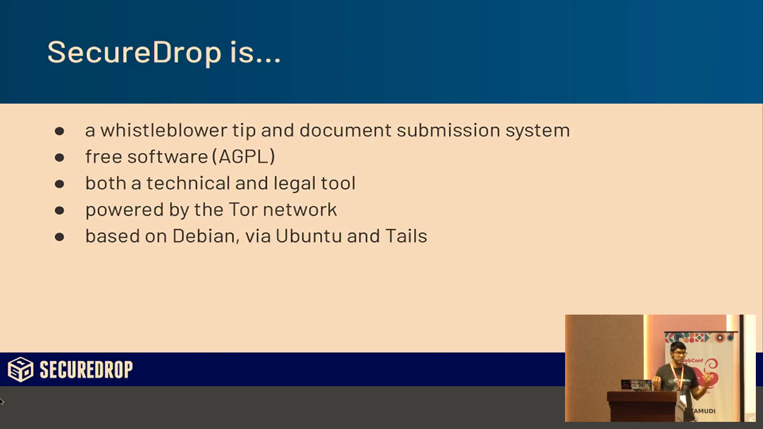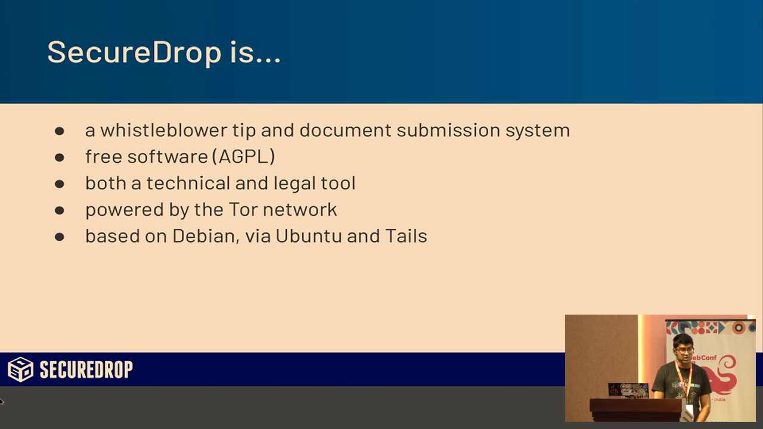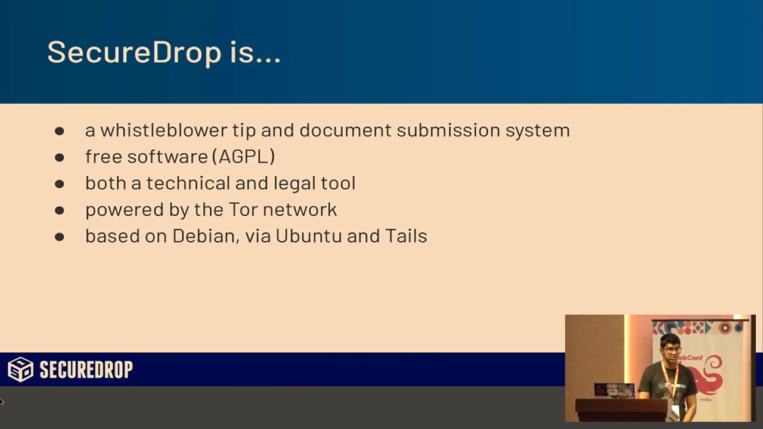So what is SecureDrop? First and foremost, SecureDrop is a whistleblower tip and document submission system. It's designed to facilitate whistleblowing and provide security. It's free software under the AGPL license. Anyone is free to use it, and we welcome people using it. It's both a technical and a legal tool, which I'll go into. It's powered by the Tor network. All connections to SecureDrop go through Tor.